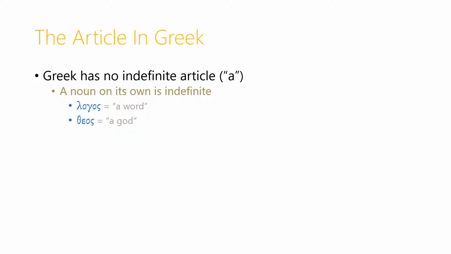In Greek, we have no indefinite article. There's nothing equivalent to a. And so a noun on its own is always assumed to be indefinite. Logos, then, means a word. Theos means a god, a deity.